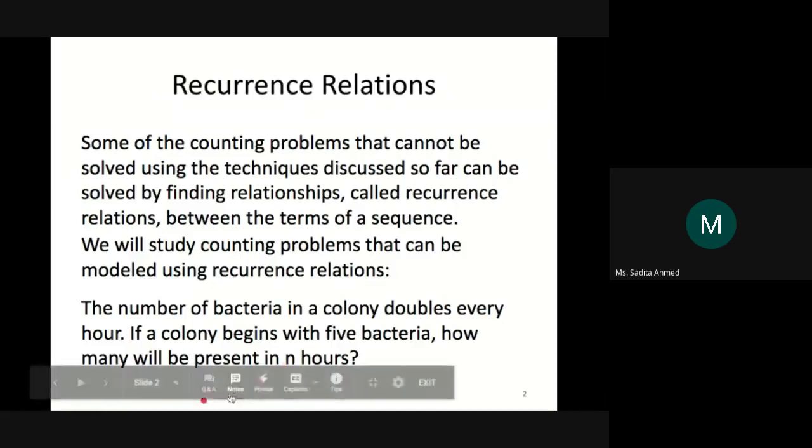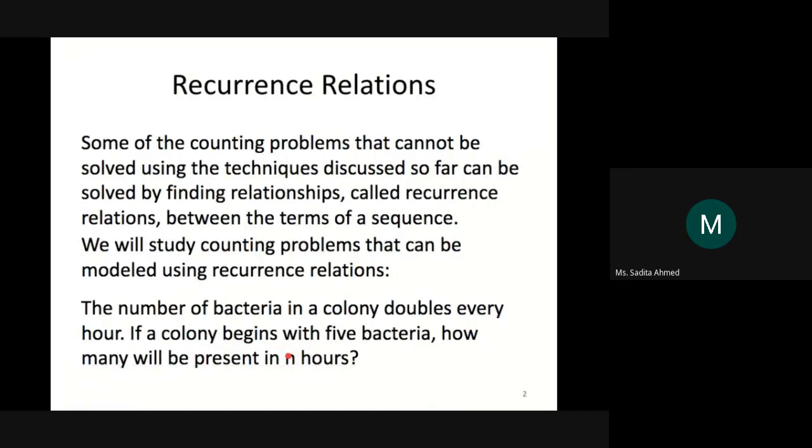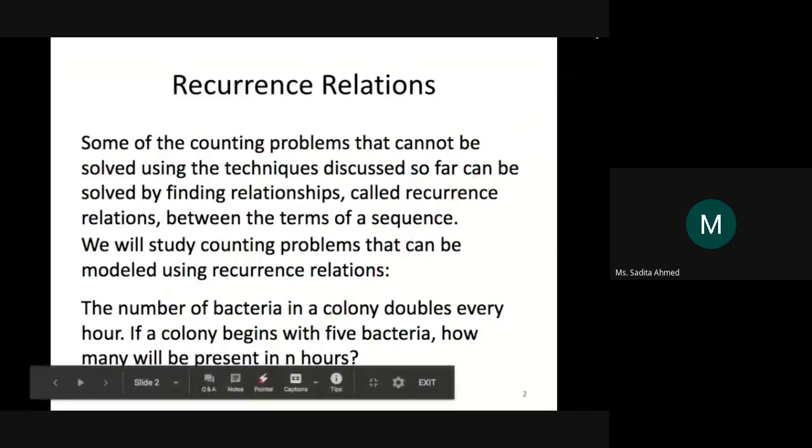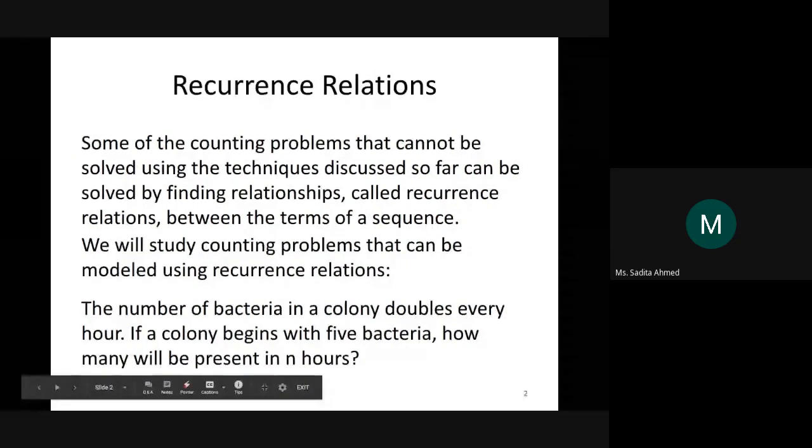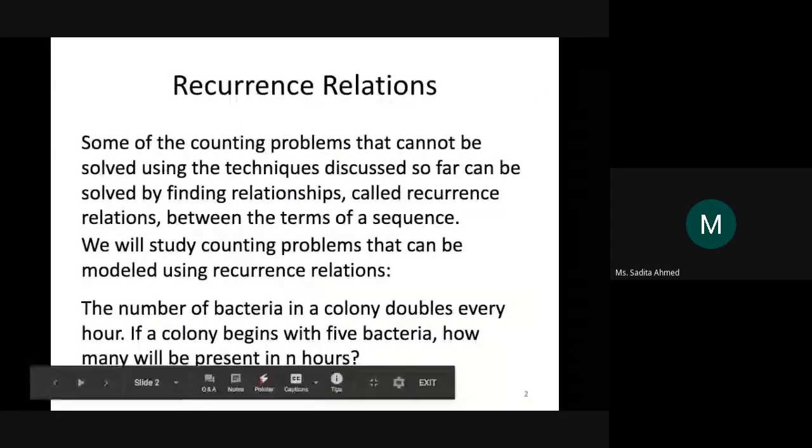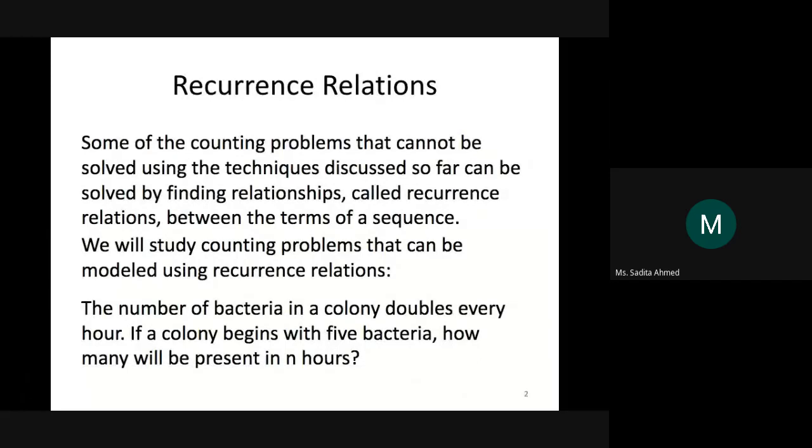But how many bacteria will be there at the end of n hours? That is the question I'm asking. Can you make a guess? Try solving this problem. And this is practice, right? Instead of just listening to the solution, try solving it on your own. Miss, 5 into 2 to the power n. Okay, that's a possibility. Very good.